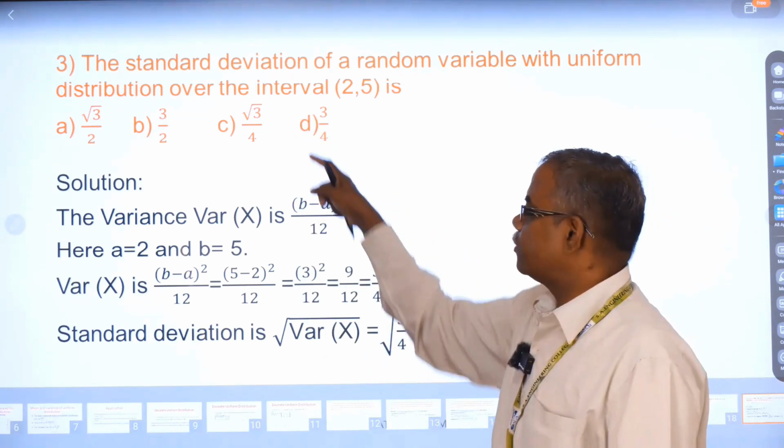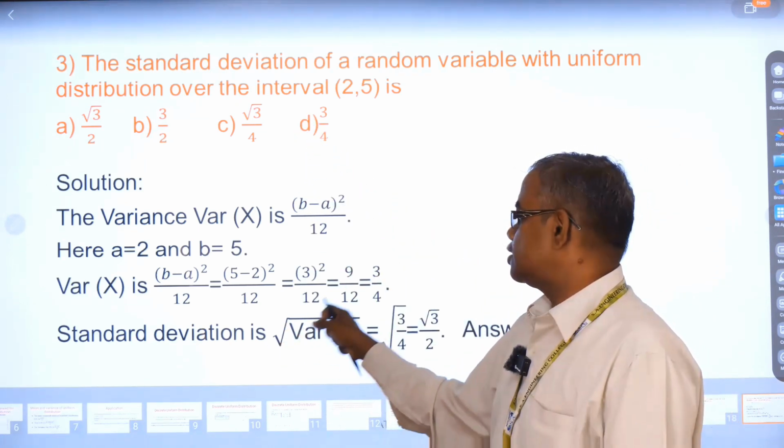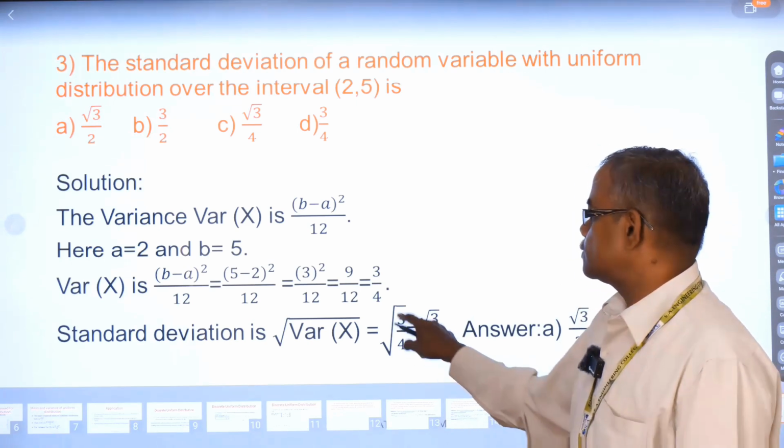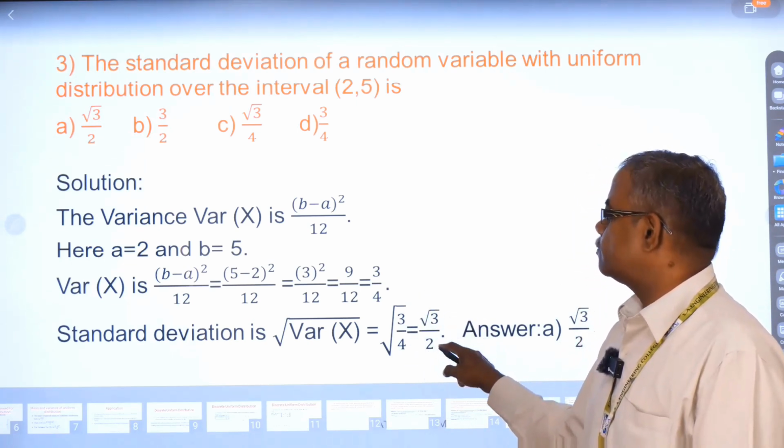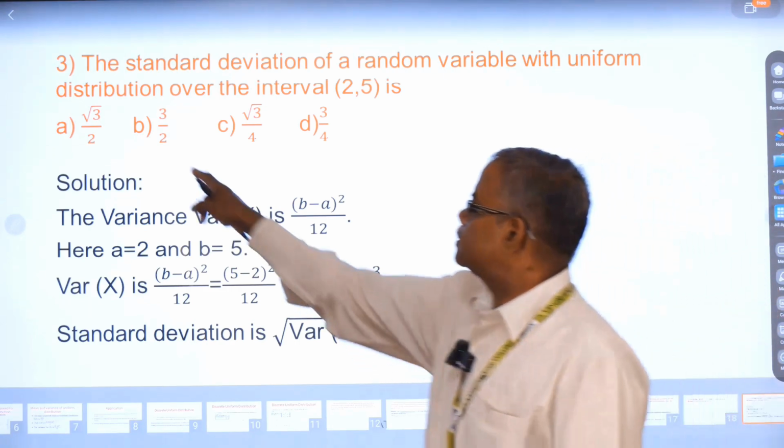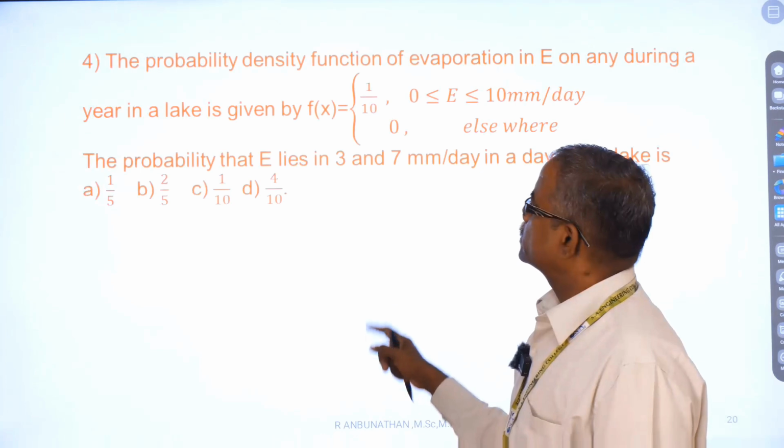Here they asked to find the standard deviation. Standard deviation is nothing but the square root of the variance of x. Therefore, the square root of 3 by 4 is square root of 3 divided by 2. So answer A is correct. That's it, next the fourth question.